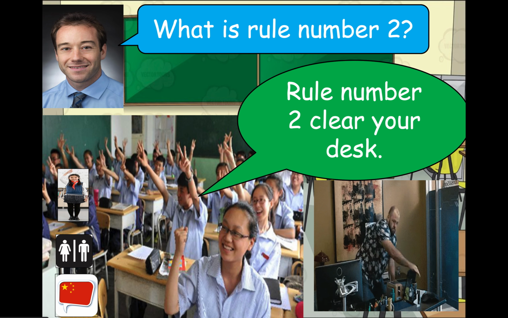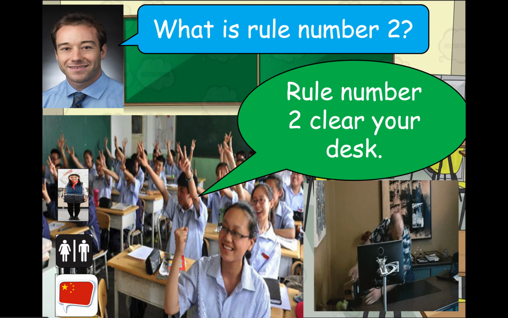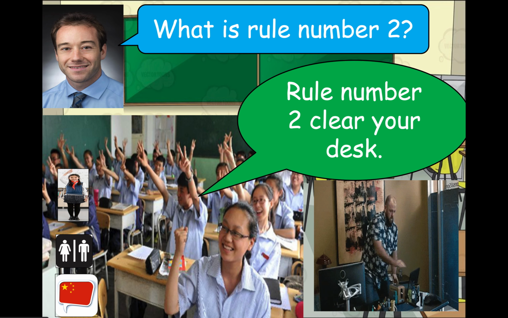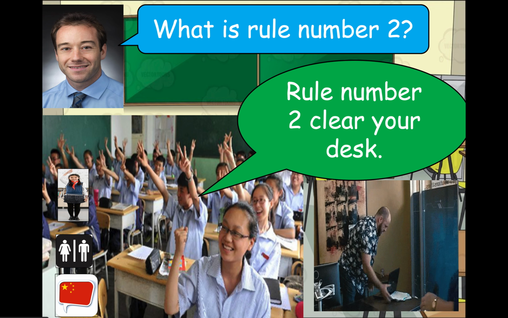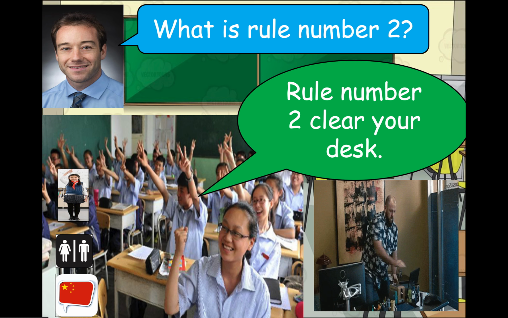I make them take everything off the desk except in grade 5, because I want them to take notes. I allow them to have a pencil, an eraser, and a notebook. Now with grade 1 and 2, they're not taking notes. They don't have anything on their desk.